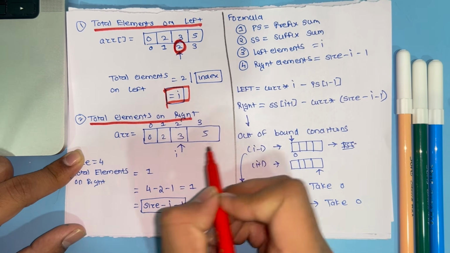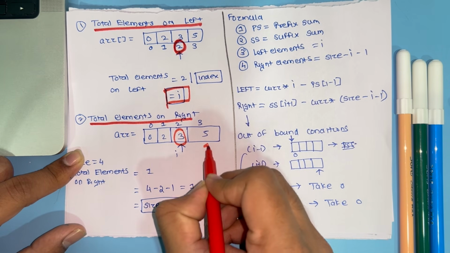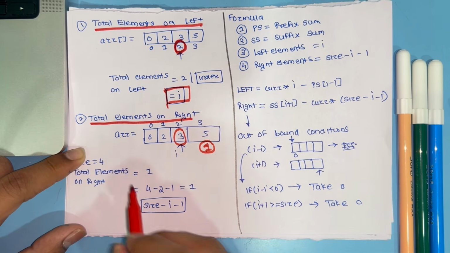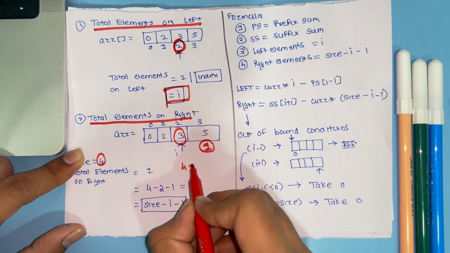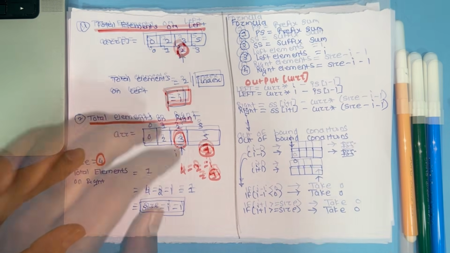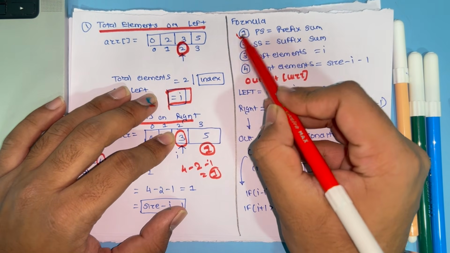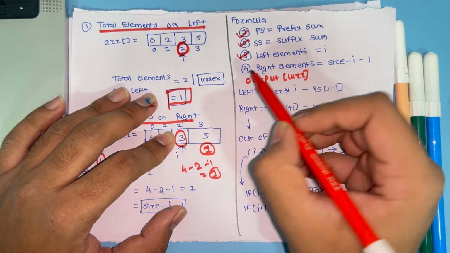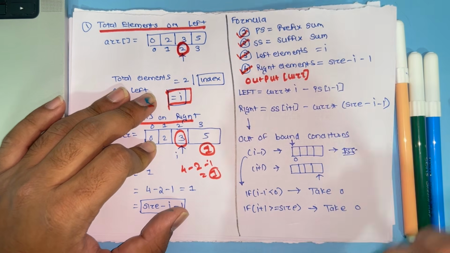Similarly, for the total elements on the right, here for the index 3 the total elements on the right is 1. It can be calculated using the size. So size is 4, minus the current index, minus 1. So it will give us 1. And now we have calculated all these 4 values: prefix sum, suffix sum, how to calculate the left elements, and how to calculate the right elements.